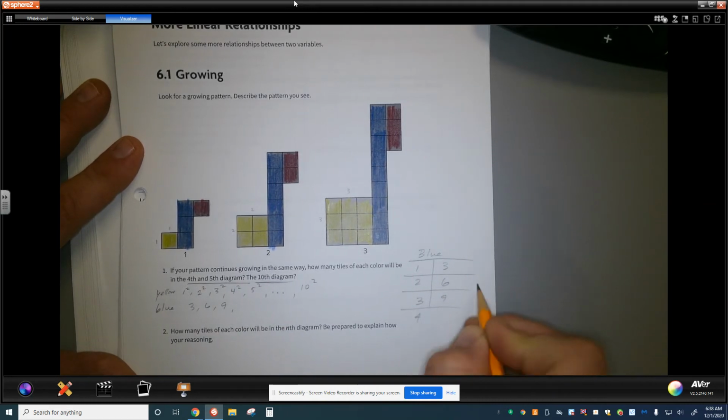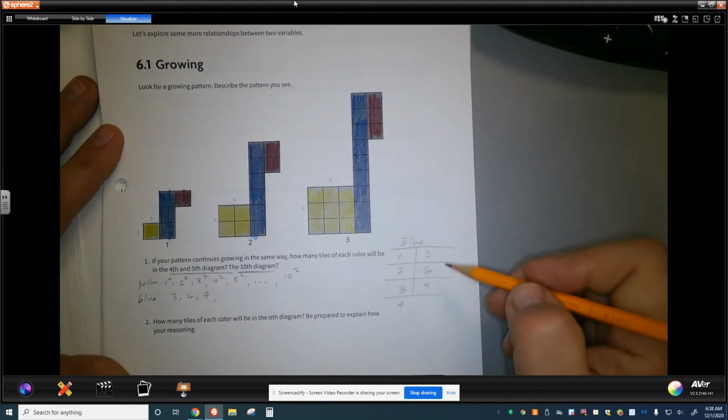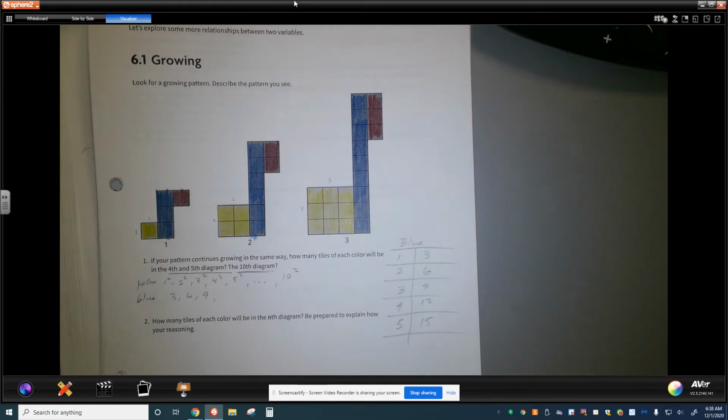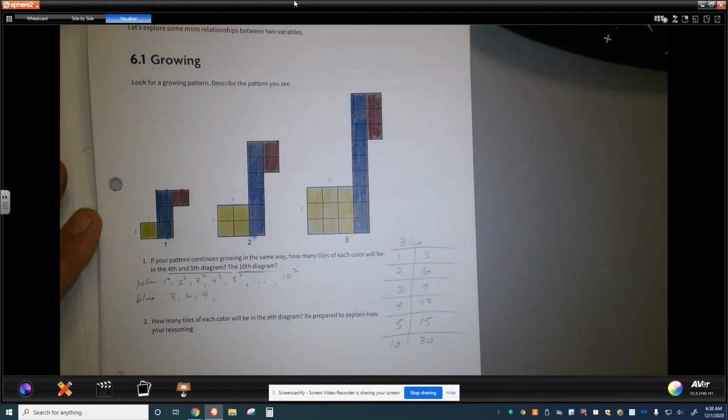I see a constant pattern developing here, that I'm just increasing by 3 blocks each time. And so I could make my fourth one say that this will be 12. The pattern will continue. 12 plus 3 would be 15. And I could continue to see that for the 10th diagram, I can see that 1 times 3 is 3, 2 times 3 is 6, 3 times 3 is 9. So that means 10 times 3 would be 30.